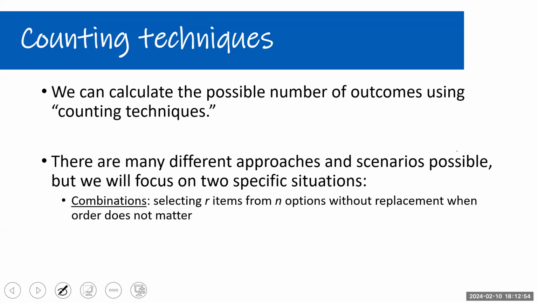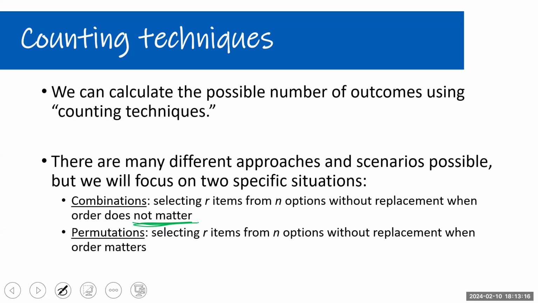In combinations, we are going to talk about selecting R items from N options without replacement when order does not matter. So combinations, we're choosing a set number from a pool and order does not matter, and we're doing it without replacement. So we're choosing those 5 cards from a deck without replacement.